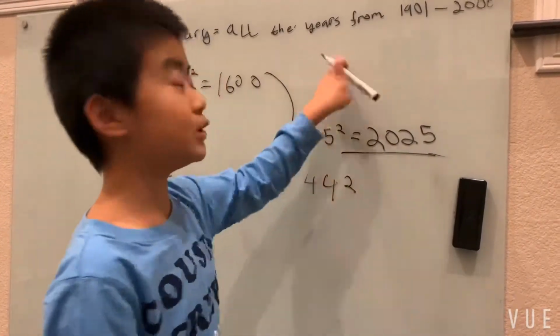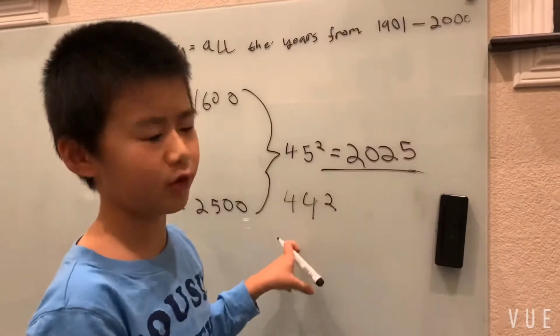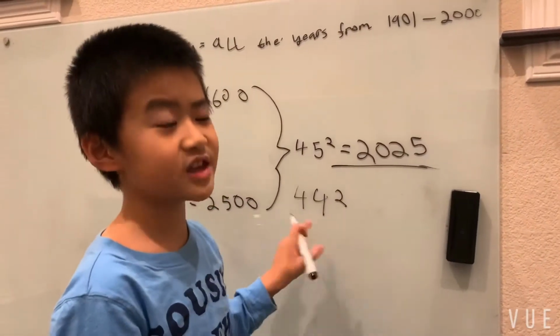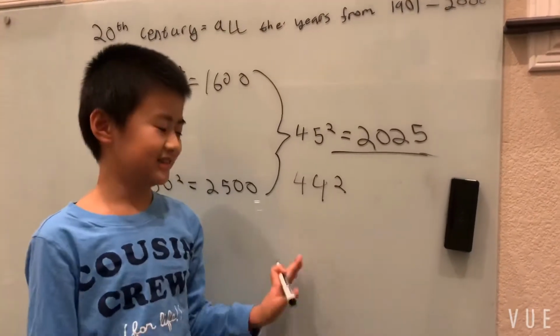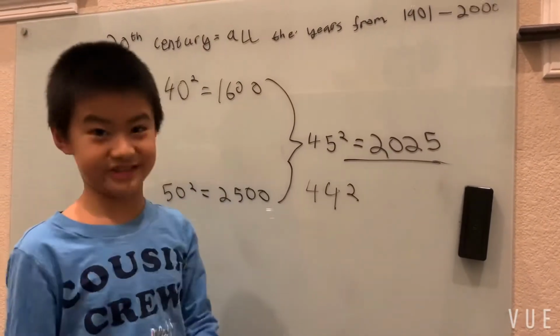But he said, what year? 44 squared, that's not a year. Second of all, I don't think the people will take that as an answer. That's not so accurate. We better compute this.